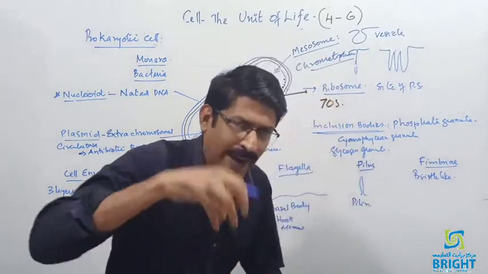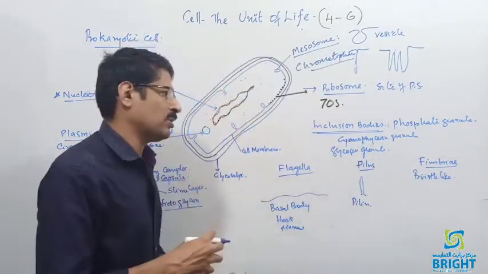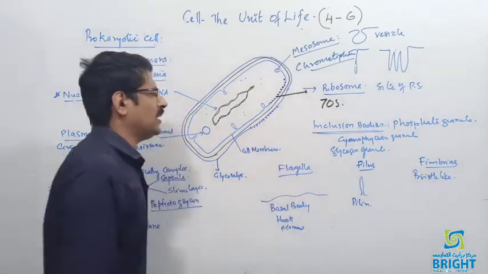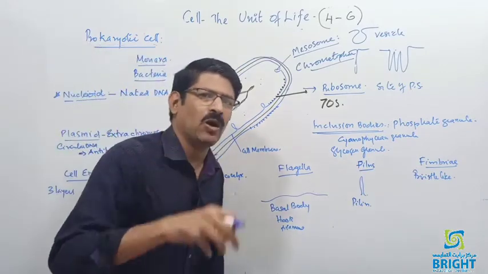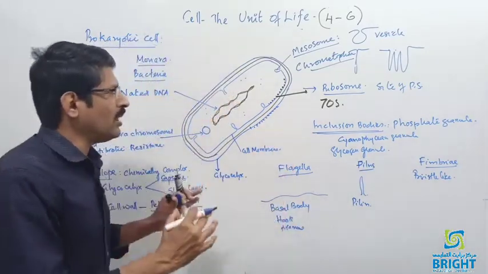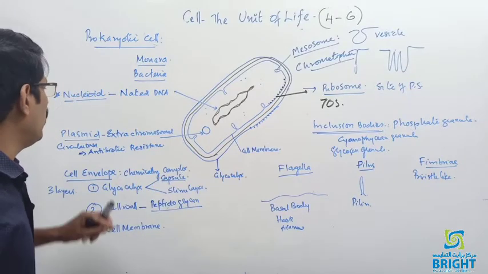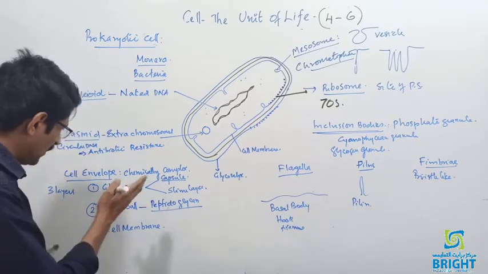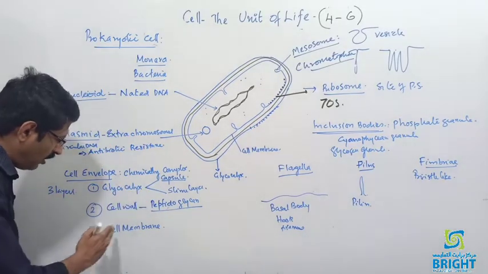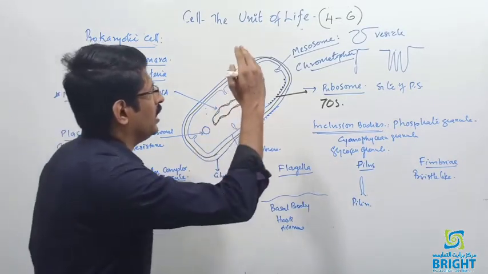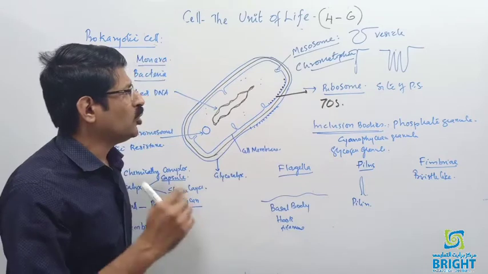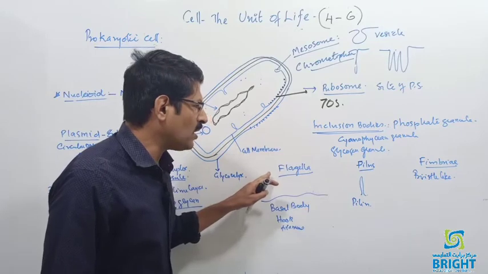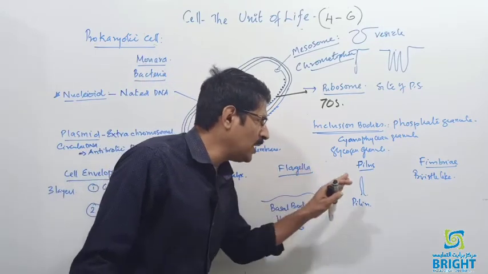Fimbriae are bristle-like structures present throughout the surface of the bacterial cell, and they help to attach to the host cell. So this is the overview, the basic structure of a bacterial cell: nucleoid, plasmid, cell envelope, and mesosomes. Know the characteristic features of glycocalyx, cell wall, cell membrane, and the different types of mesosome: vesicular, tubular, and lamellar. Also the features of ribosome and inclusion body, and outgrowths like flagella, pilus, and fimbriae.